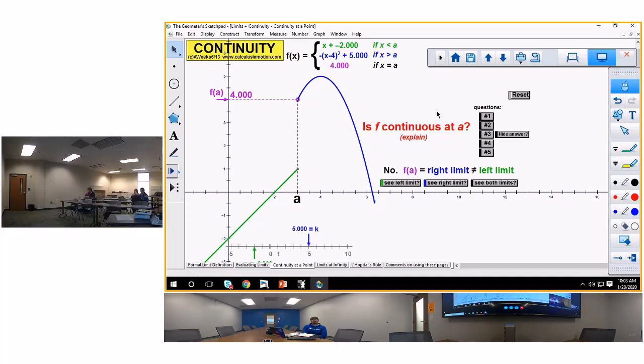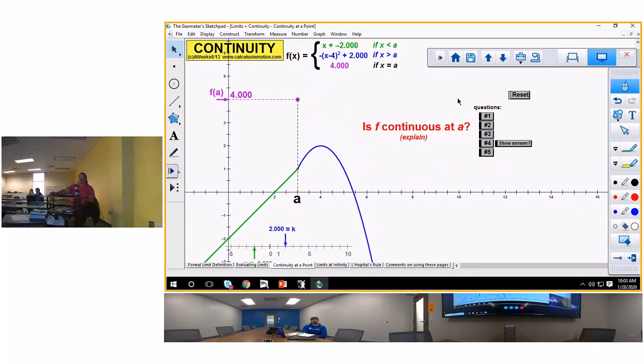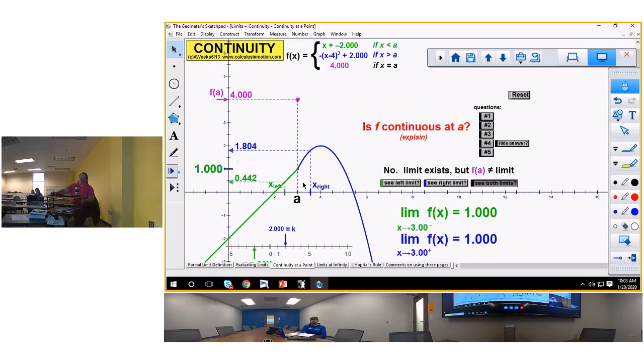No. There should ask you if one is continuous. There we go. But it's not because you got an open circle. Okay? And you can go ahead and do both. But the problem is you've got an open circle. You've got a limit, but it's not continuous.